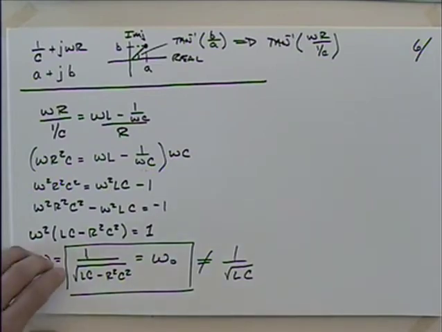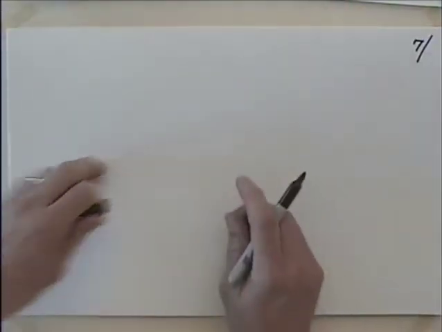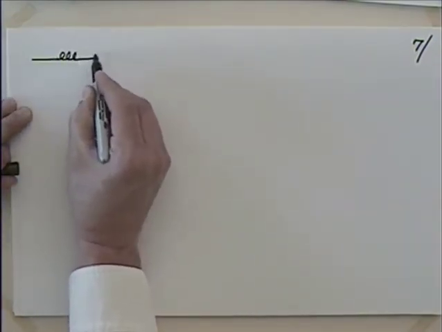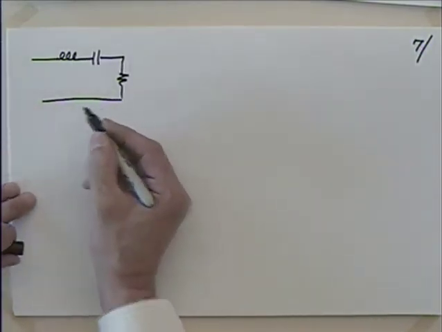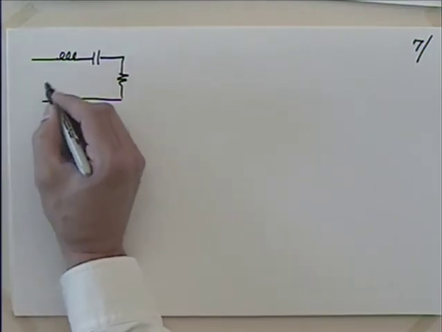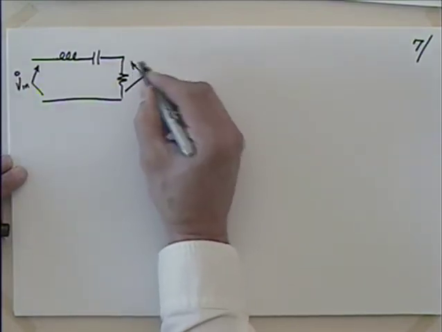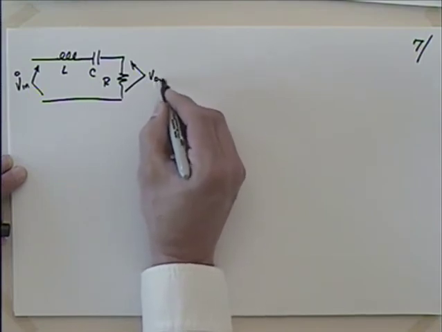Well, let's try another example. This one might be a little more recognizable. So we'll go back here to an inductor, a capacitor, and a resistor. And we'll talk about having some V in across here, and maybe take our output here. So this is L, C, and R. And we'll talk about this output here.